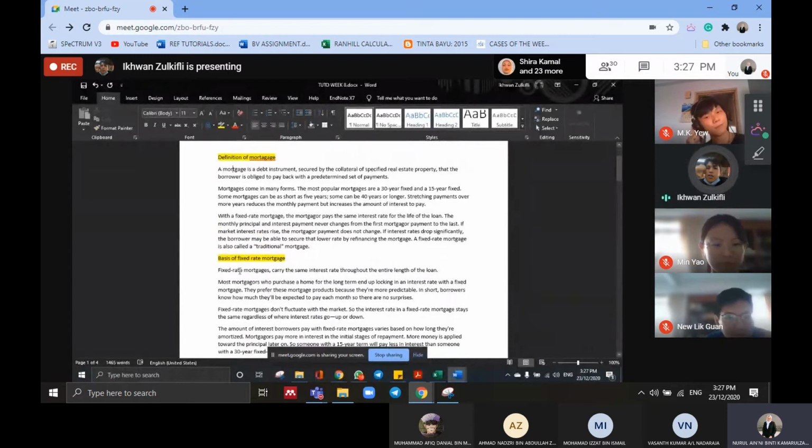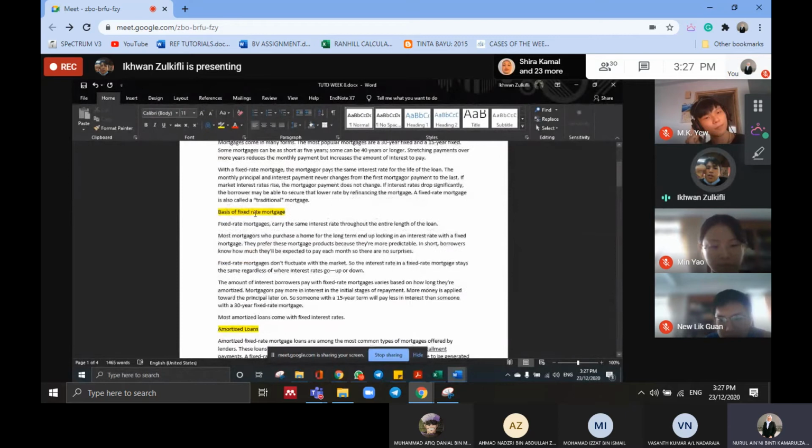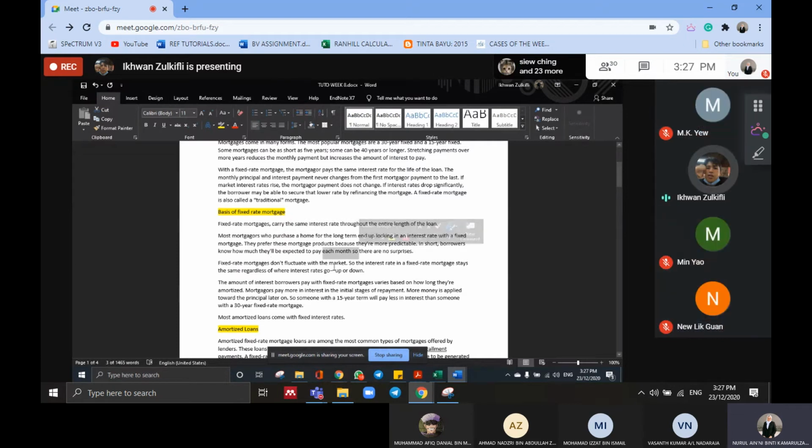So this is the definition of mortgage, and then we jump into the basis of fixed rate mortgage, which carries the same interest rate throughout the entire length of the loan. Most borrowers who purchase a home for the long term end up locking in an interest rate with a fixed mortgage, because it is more predictable and the borrowers know how much they will pay each month. So there are no surprises because it is a fixed rate mortgage.